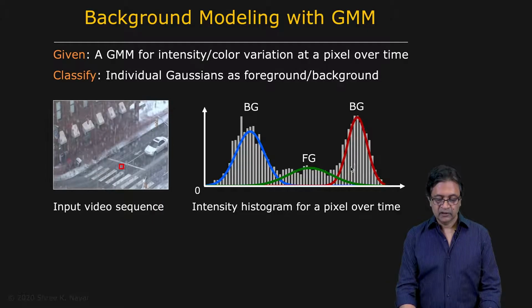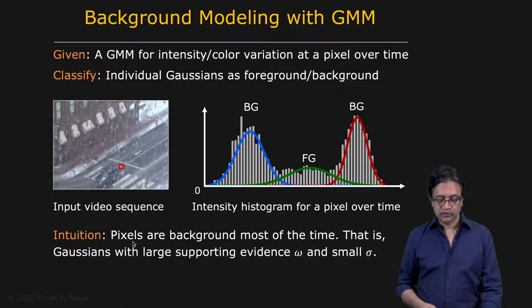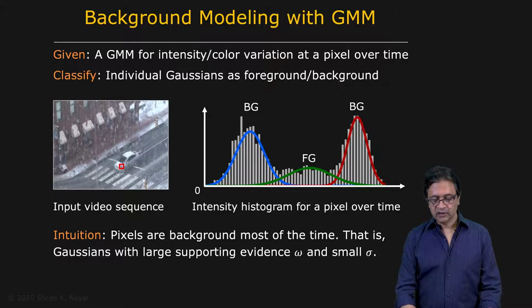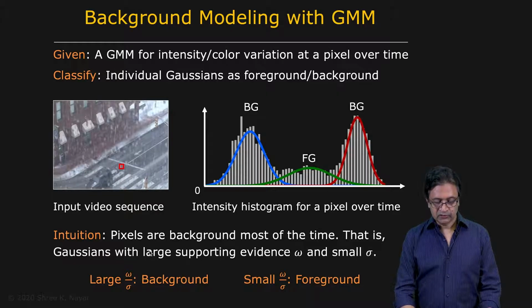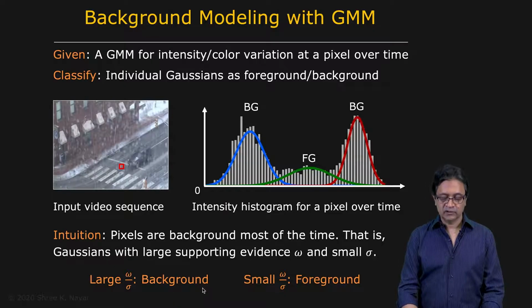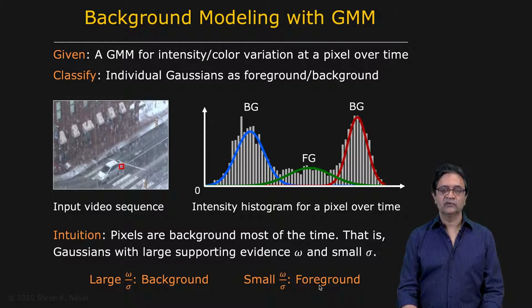So here you have your 3 Gaussians associated with this particular distribution. And once again, our intuition is that pixels are background most of the time. That is, the Gaussians with large supporting evidence and small sigma, which would be this one and this one right here, are really going to be background Gaussians. So if omega, the evidence, divided by sigma, the standard deviation, is large, then we're going to call that a background Gaussian. And wherever you have omega divided by sigma small, we'll call that a foreground Gaussian.